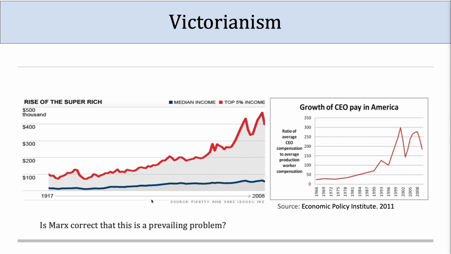And so the rich keep getting richer, and the median class kind of stays the same, and the poor keep getting poorer and poorer. The second chart on the right-hand side shows the growth of CEO pay from the 1960s to the 2000s, and then the economic downturn in 2008 changes that a little bit. But I think they've rebounded since then.